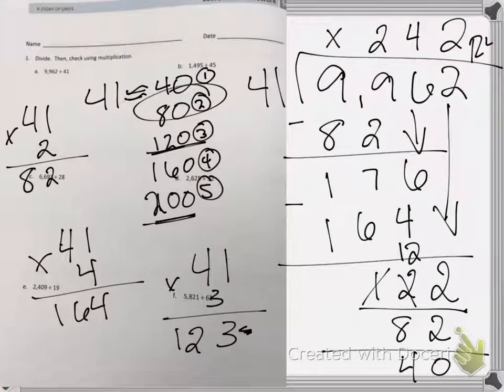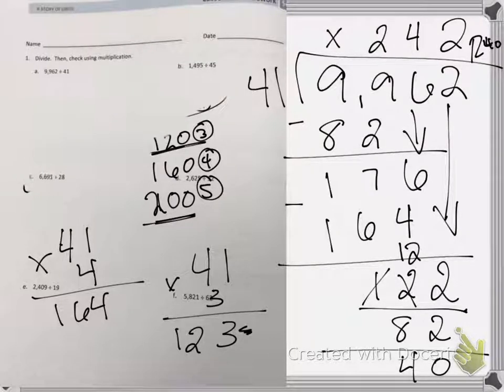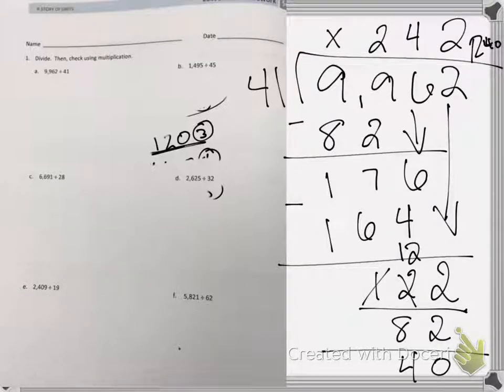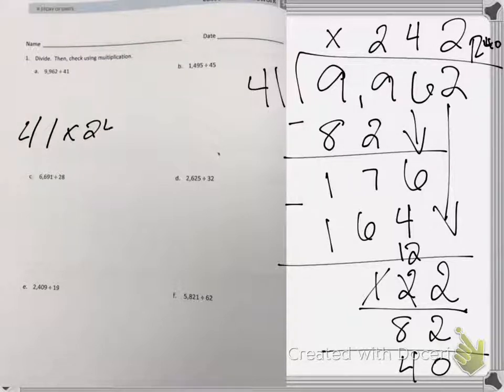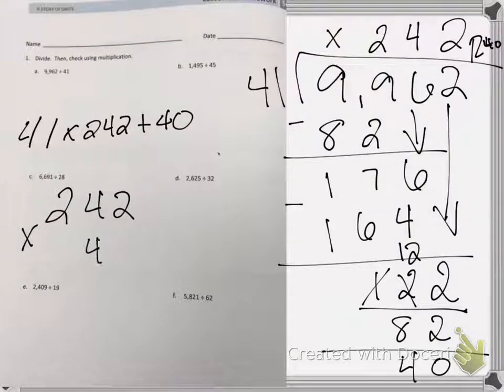Whoops, hit that button again. Wish I had a little more space. 242 remainder 40. Well, we're going to check our work. So let's go ahead and check our work. We're going to do 41 times 242 and add the 40. Again, we're going to be using multiplication to check our work, and I want the kids to do this so they can practice their multiplication and so that they can check their work. Both are very important.